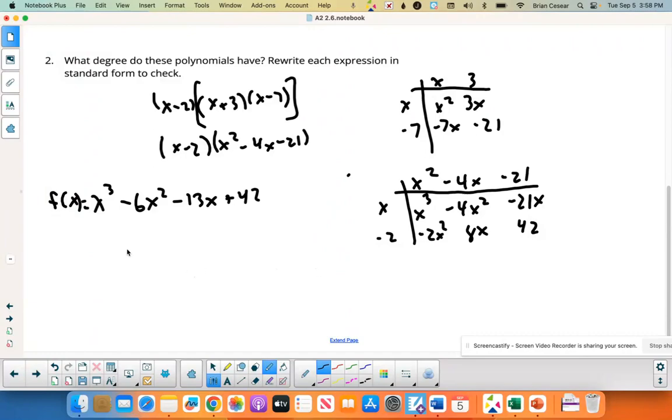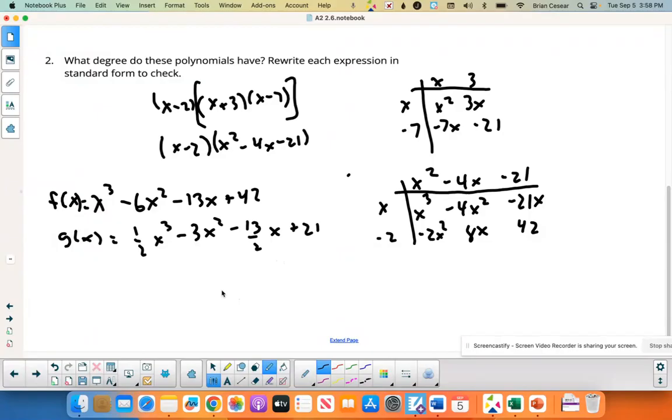So the other one, the g of x, everything's the same. The only difference is you have that 1/2 there. So at the end, you're going to have to multiply everything by 1/2. So it'd be 1/2 x cubed minus 3x squared minus 13 over 2x plus 21. You're basically doing one more distributing. You're distributing a 1/2 to all of these.